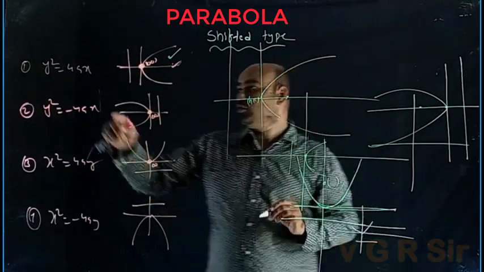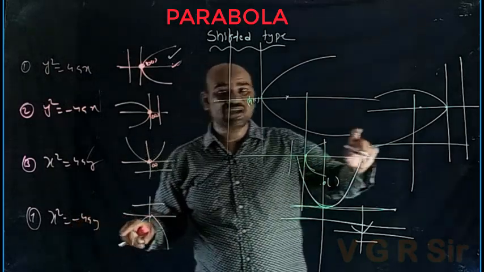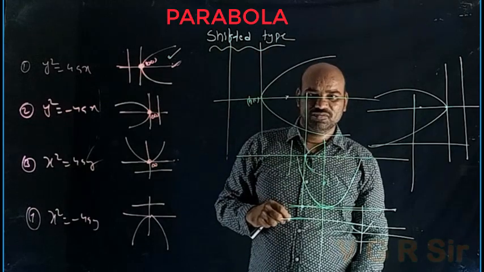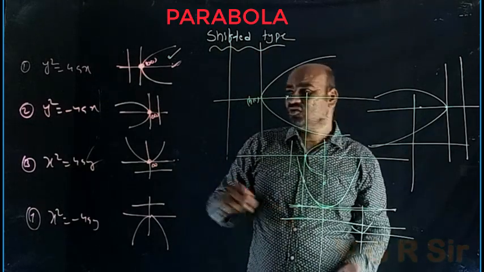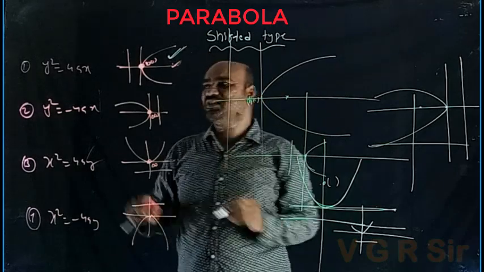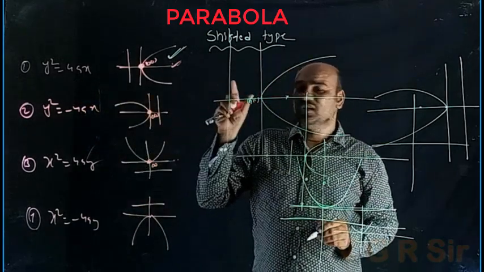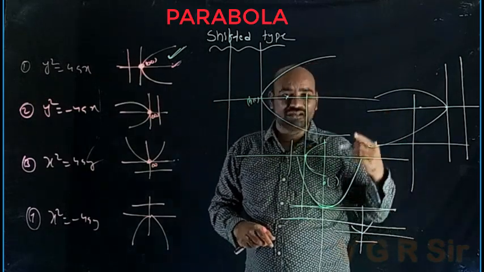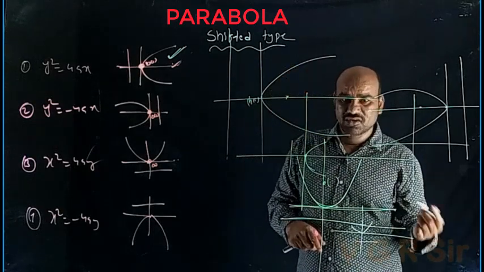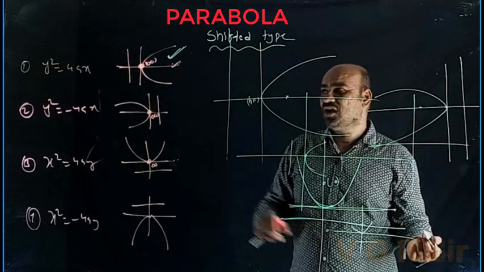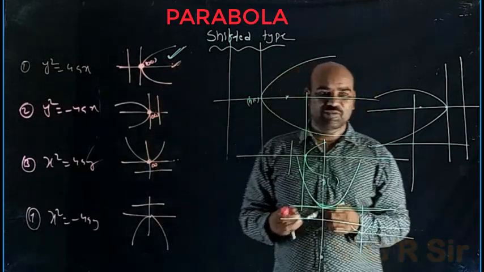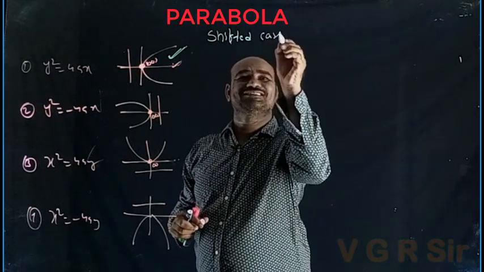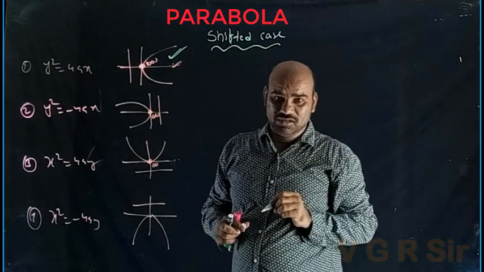Means that by using these 4 standard forms, you can create another 4 standard forms which are said to be the shifted type. I will explain just one; the remaining you can do, that is not a big problem. If y square equals 4ax is given and its vertex is shifted to h, k, what happens to all of it? What happens to its locus equation, to the focus, to the directrix and everything? I will take the shifted case, which is important for the parabola.